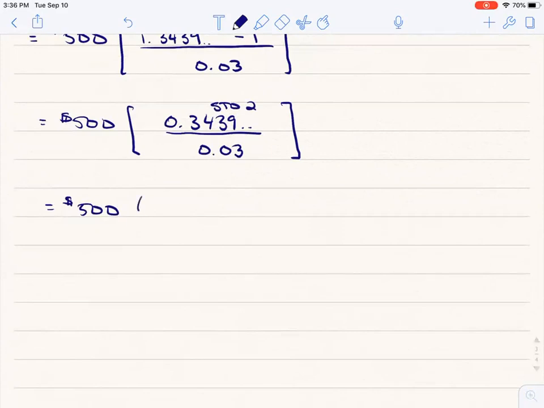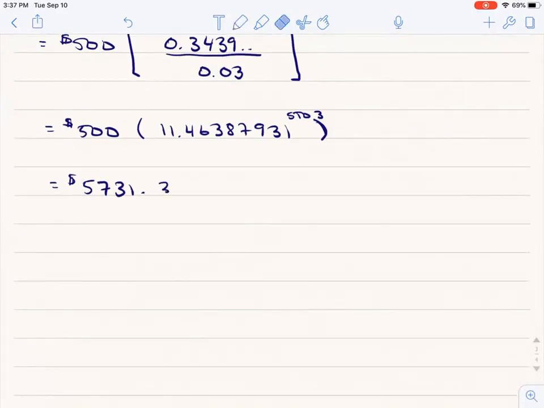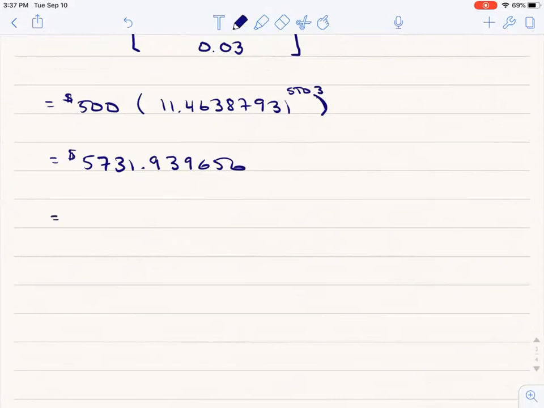Right? Times 11.4638. Sometimes I get carried away because if I don't want to round or whatever. But this was stored in 3. And then if I times that by 500, I get the final answer of 5,731.939656, which in money, right? Money is only 2 decimal places. So then you have to round appropriately to 2 decimal places, right? Which in this case, 5731.94. Okay.